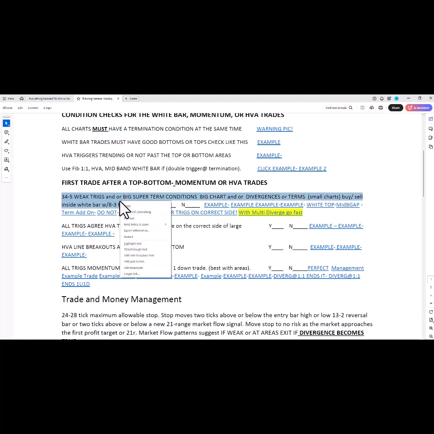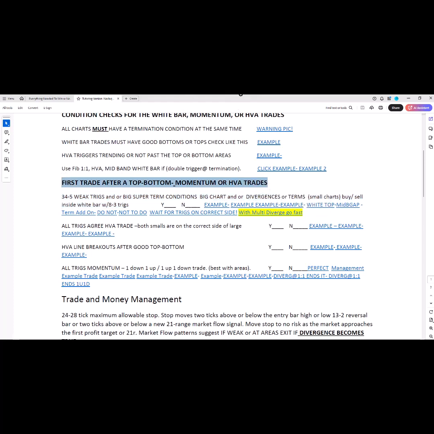Okay. I want to have terminology. Okay. You have to have a good top or bottom with momentum. You have to have weak triggers on your big chart. You have to have big super termination conditions. What does that mean? Super termination conditions. It means that you have termination conditions on all charts.